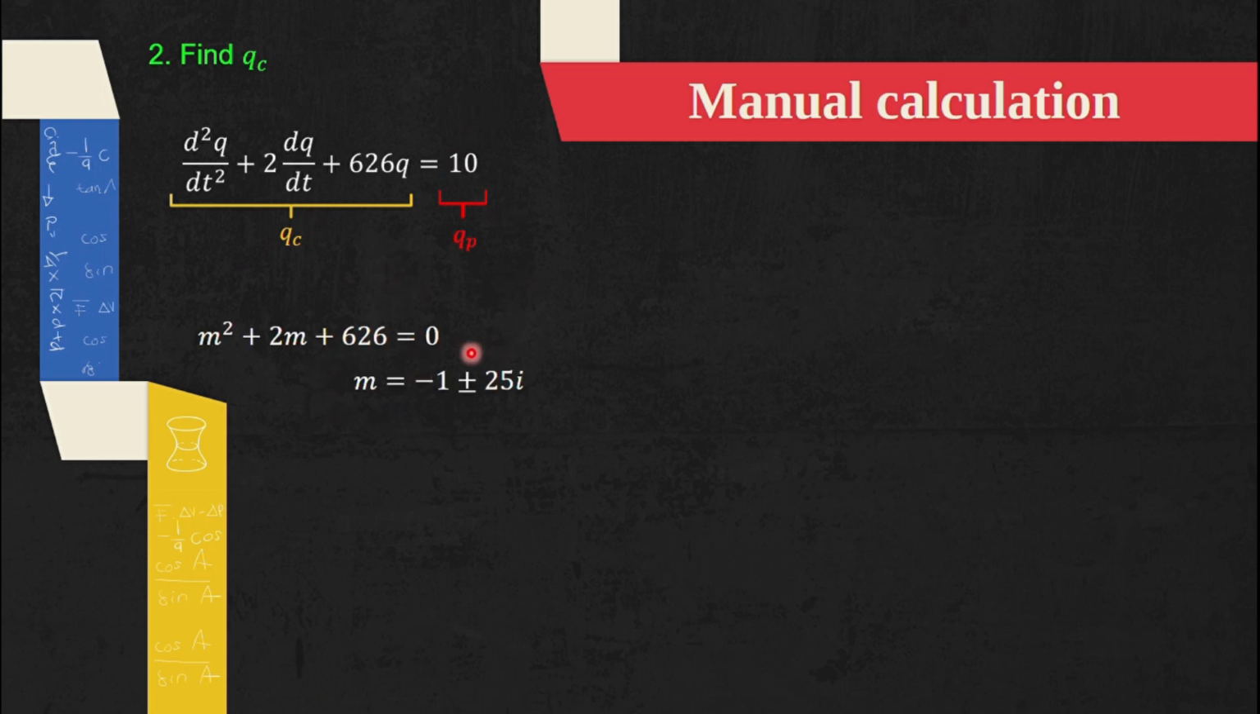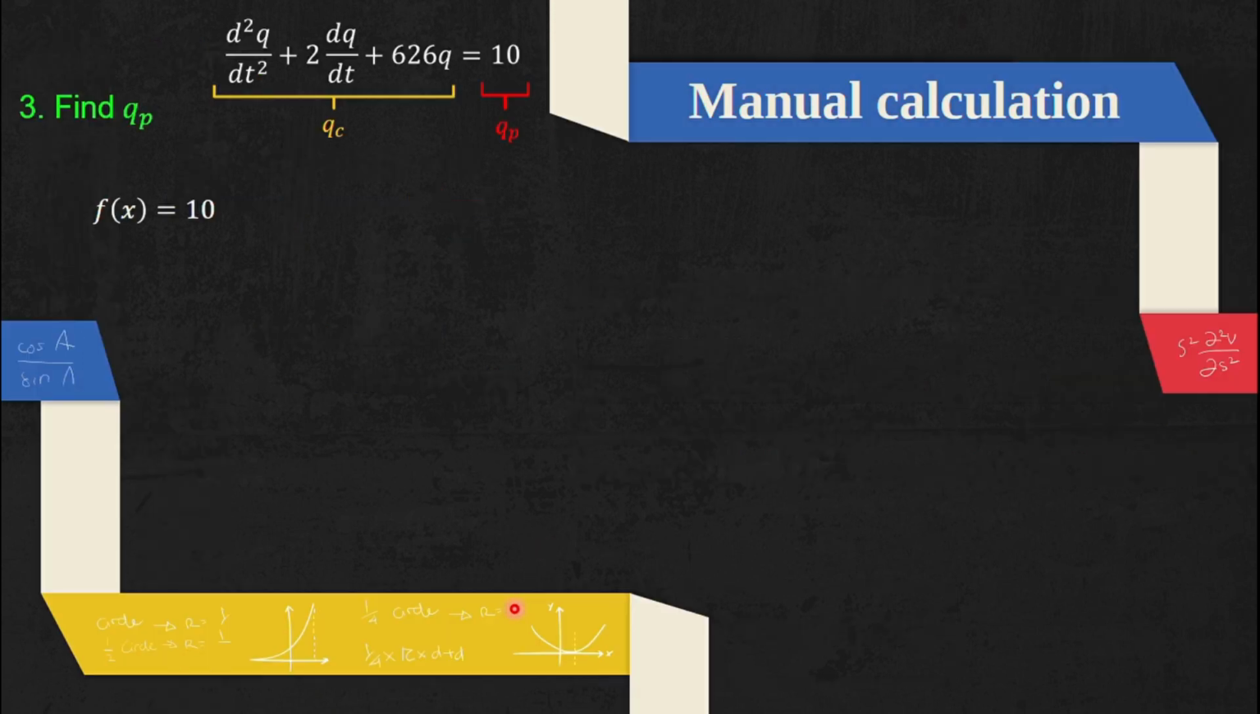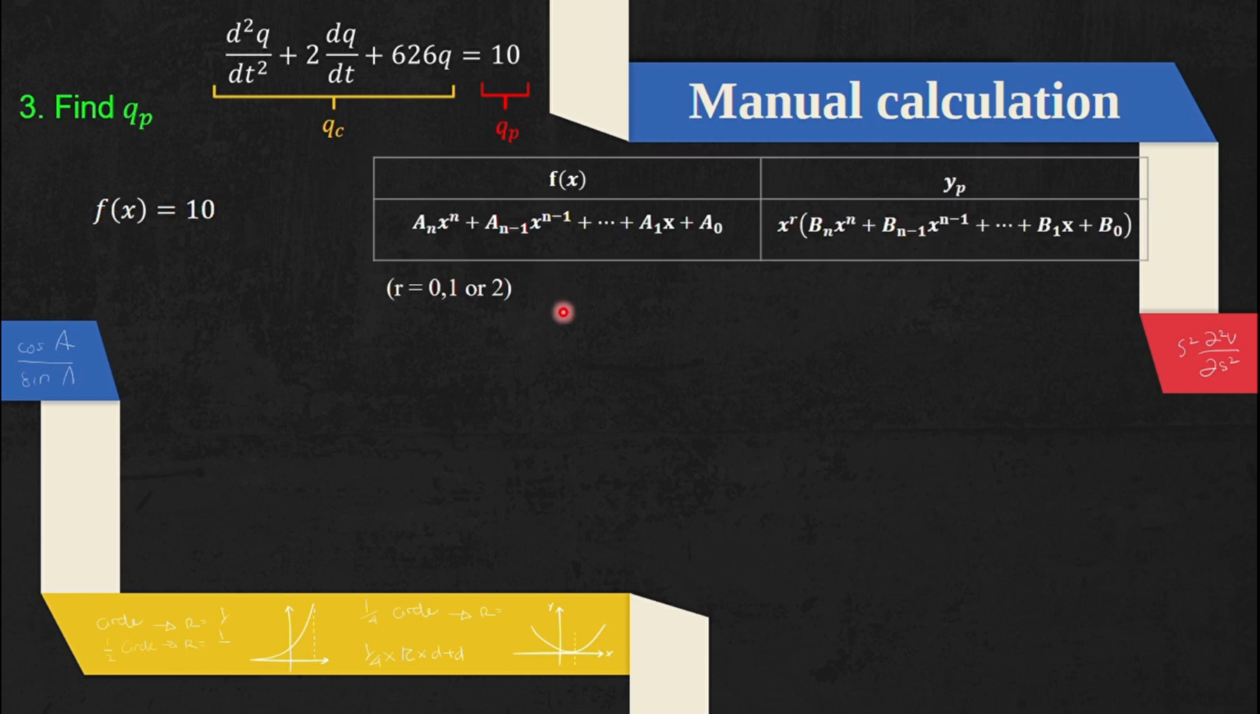Treat qc like homogeneous. m squared plus 2m plus 626 equals 0. Find the general solution by comparing it to the table given. In this case, the roots of m are complex, so we're going to use case 3. Then we will get the answer for qc. Third step is to find qp. We know that f(x) equals 10. Use the table to get the general solution and take the smallest r, which is 0. And we will get qp equals A, differentiate it to get q prime p equals 0 and q double prime p equals 0.